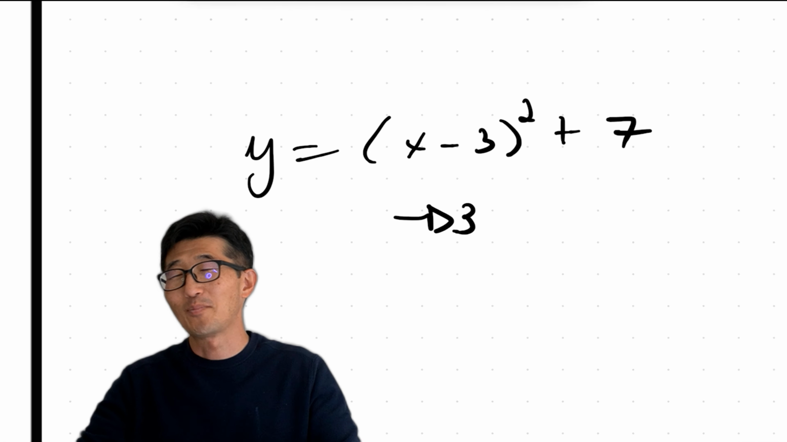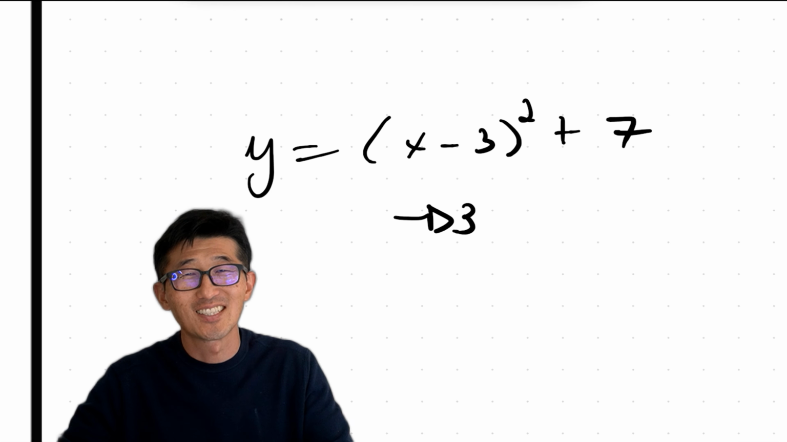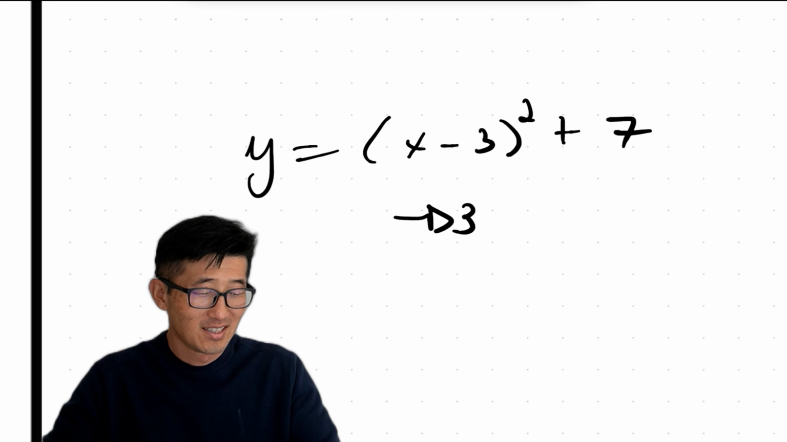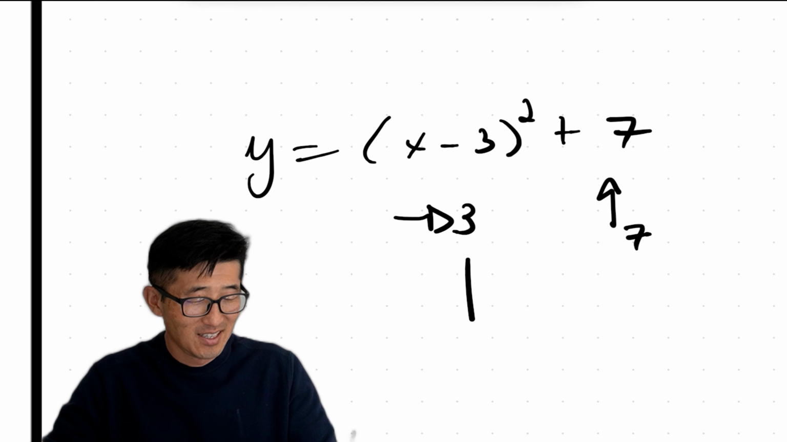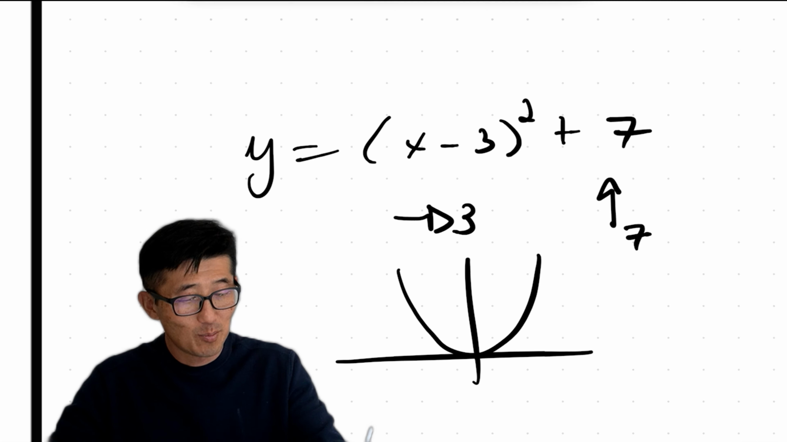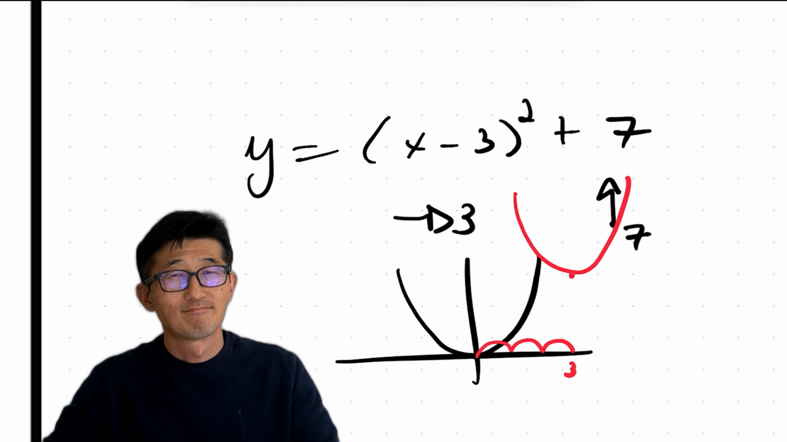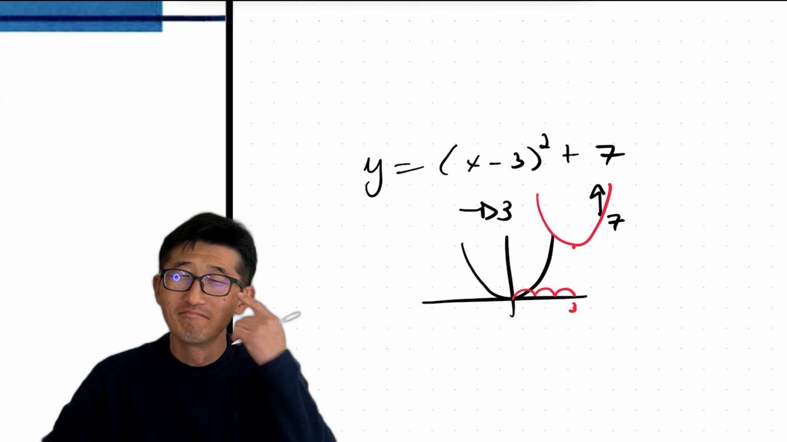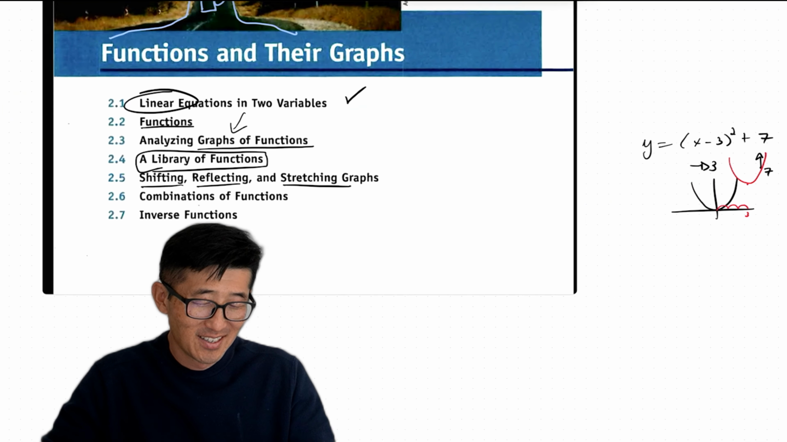Okay, this is bad. Everyone's gonna be like, "What are you teaching these kids? This is a quadratic." This way 3, up 7. Yes. This is the problem that shifted right 3, 1, 2, 3, and up 7. So now it's up here. Because it's the opposite of what's in there.